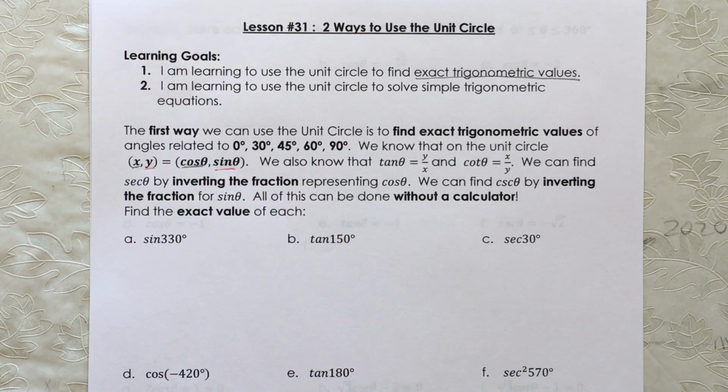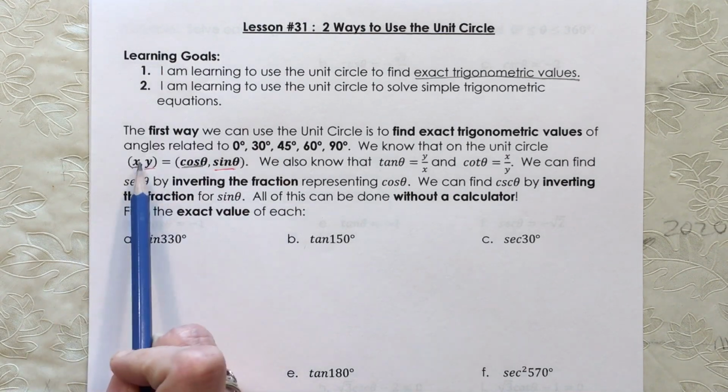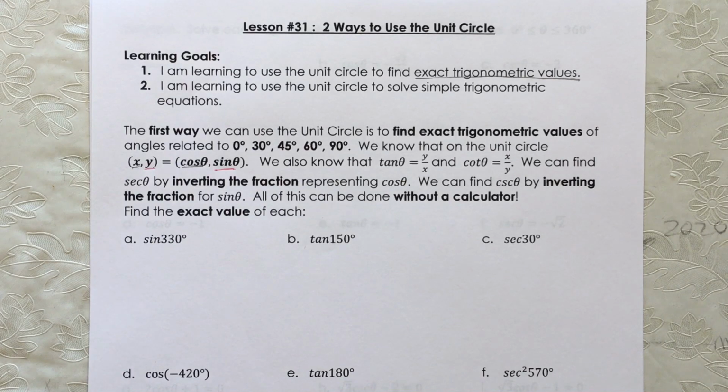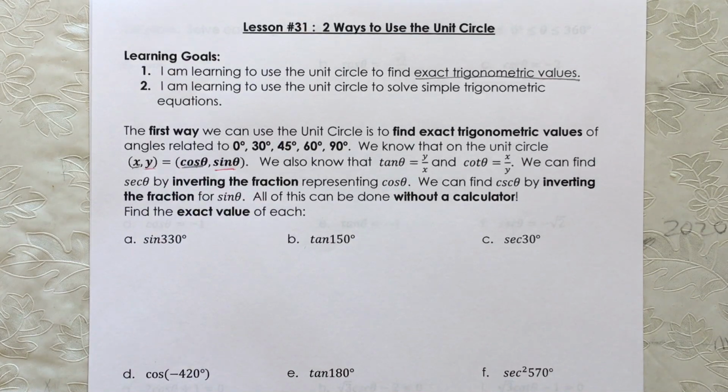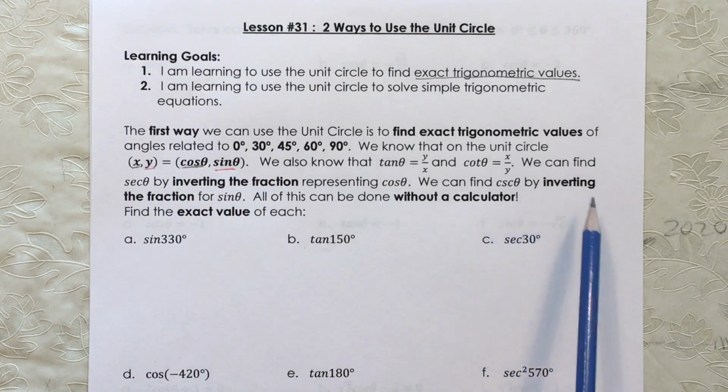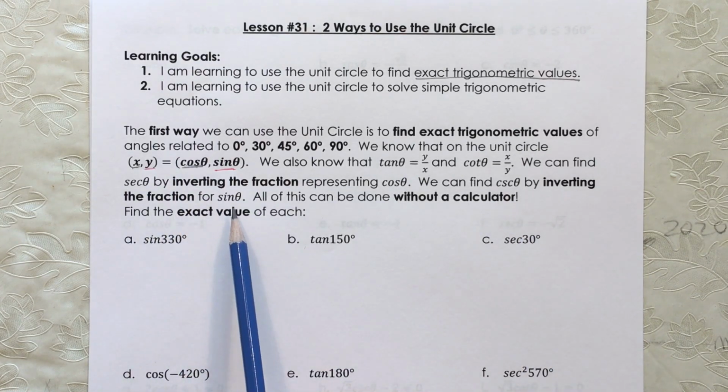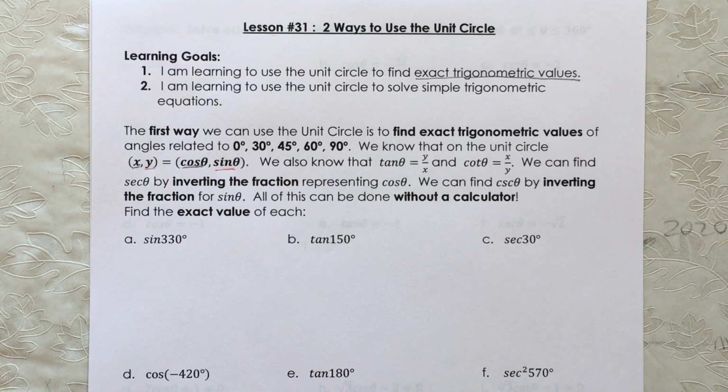We also know that the tan of angle theta is the y value divided by the x value from the ordered pair, and the cotangent of angle theta is the x value divided by the y value. And then we could also find secant theta by inverting the fraction for cos, because secant and cos are reciprocals. And we can also find the cosecant by inverting the fraction for sine, or inverting the y value. And all of this can be done without a calculator. So find the exact value of each.